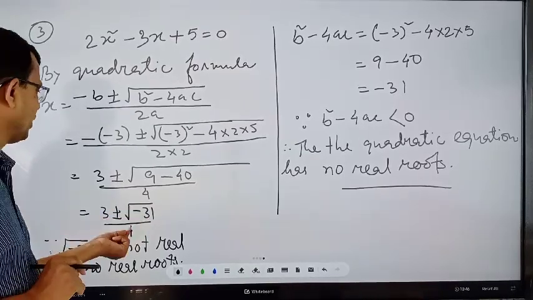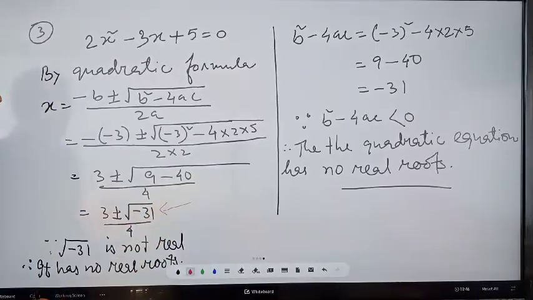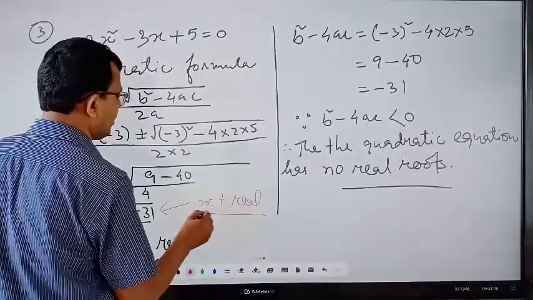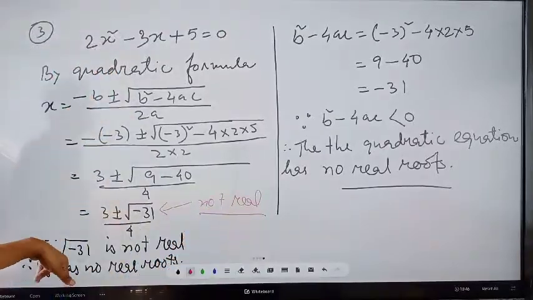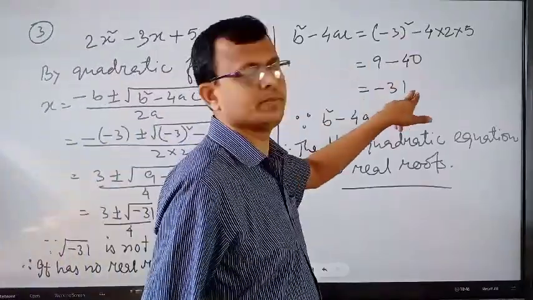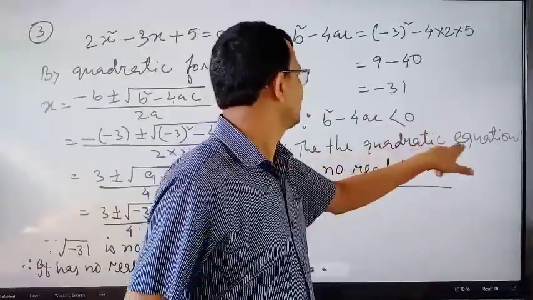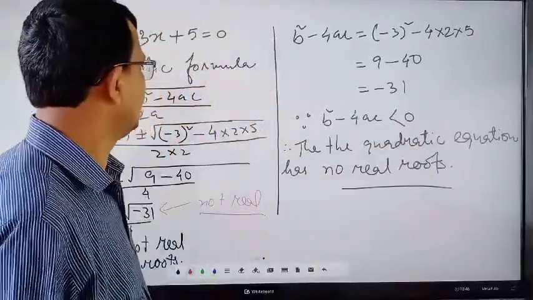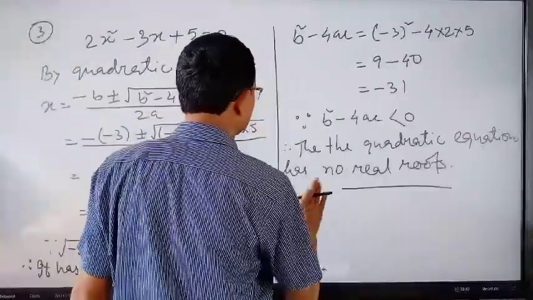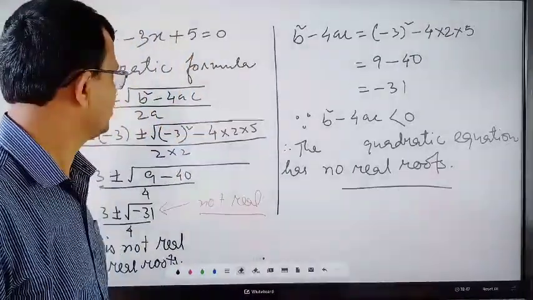So it has no real value. Since this value is not real, the solution or roots of this equation are not real. Now b square minus 4ac is minus 31, this is less than 0, a negative number, and the quadratic equation has no real roots. Is this clear?